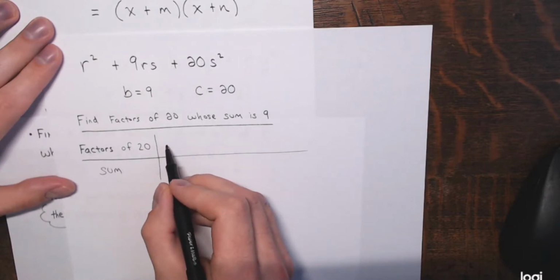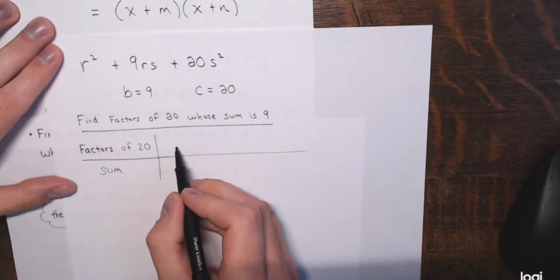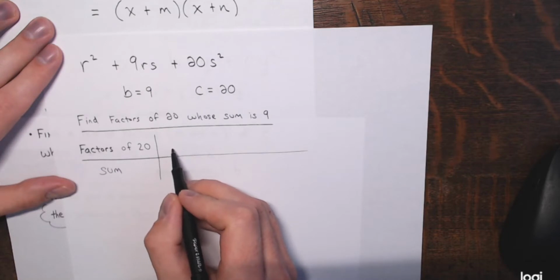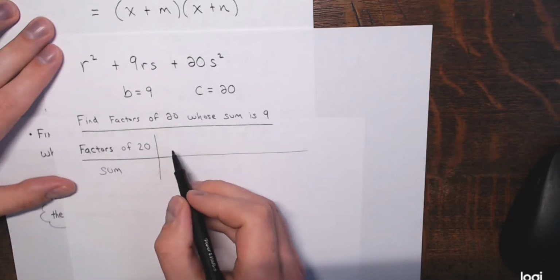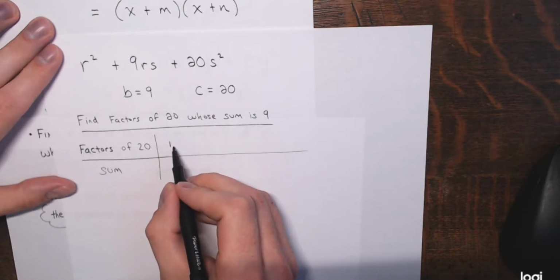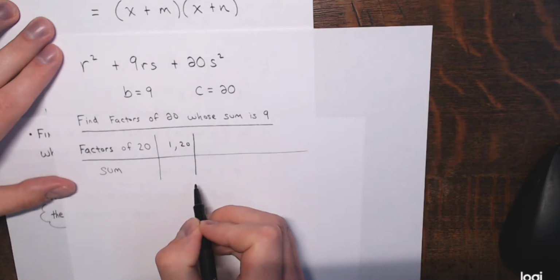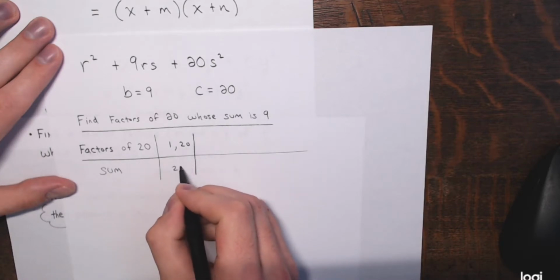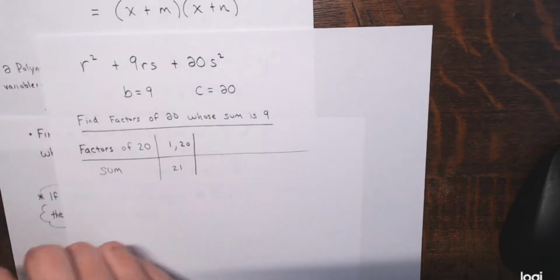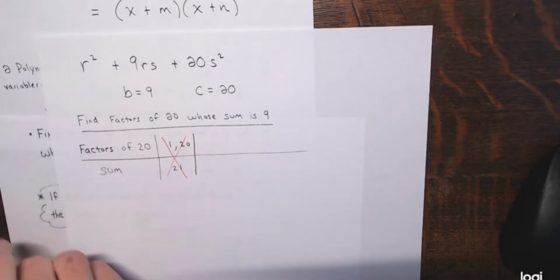Since the sum needs to be positive, I'm going to use two positive factors, right? Because two negative factors will also multiply to be positive, but they won't add up to be positive. So I'm using two positive factors. How about 1 times 20? 1 times 20 is 20, but they add up to 21. So that's no good. Cross that out.